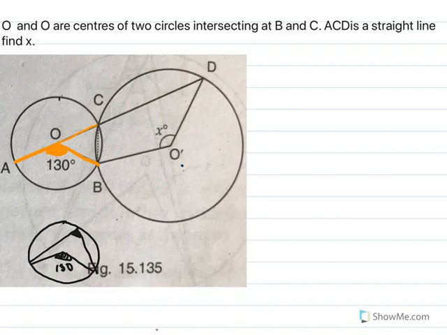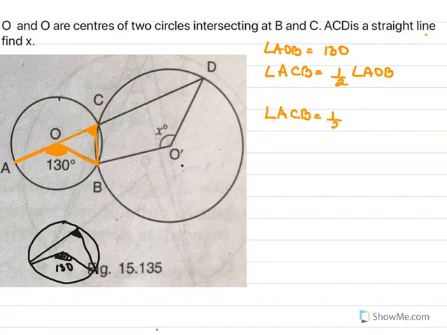So the angle at the circle will be ACB. So angle ACB will be half of angle AOB. So let's write that out. We have angle AOB equal to 130. Therefore angle ACB will be half of angle AOB, and angle ACB is half of 130, and that is 65. So we've got this angle as 65.